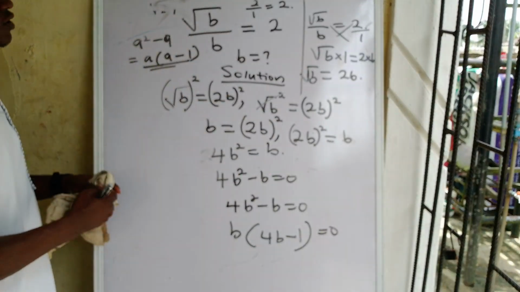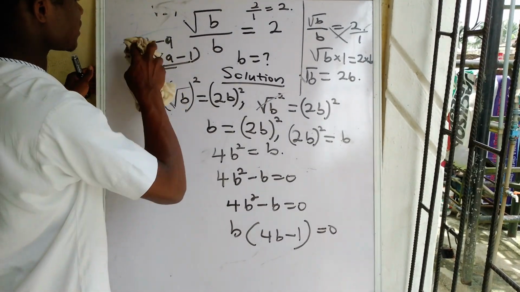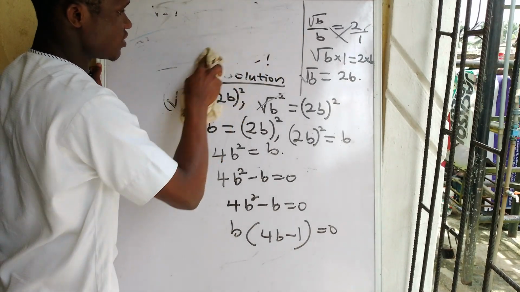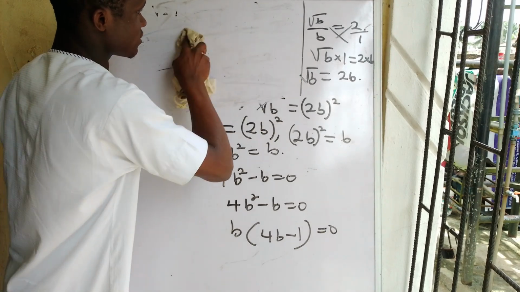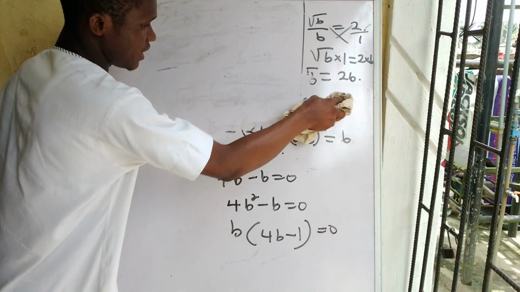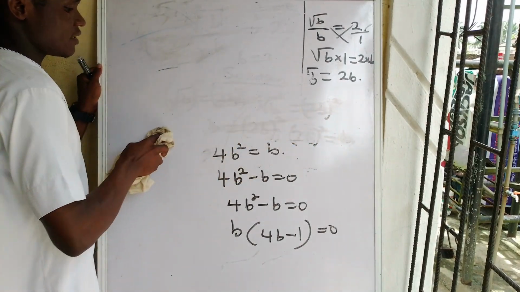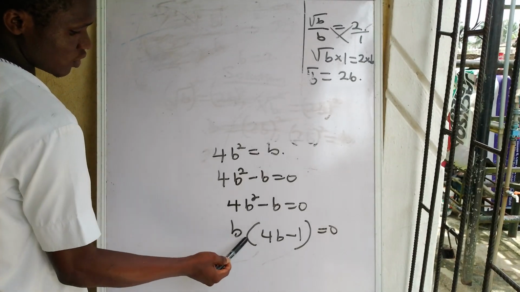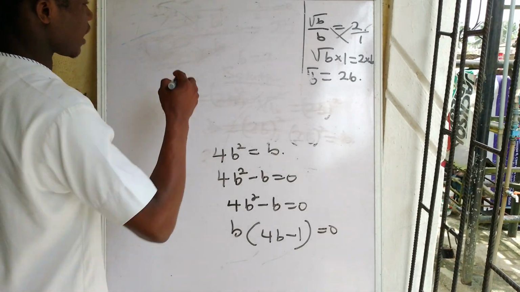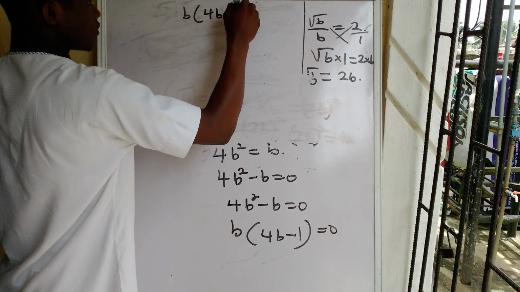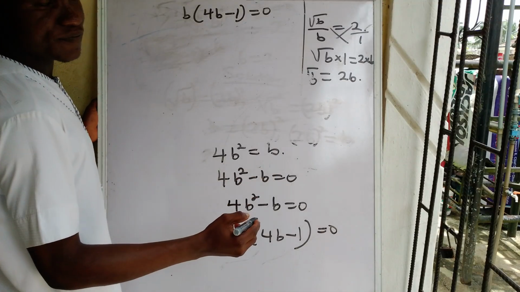Now, let's quickly erase this part, because we are not needing it. So let's write this into this part. We have b(4b minus 1) equals 0.